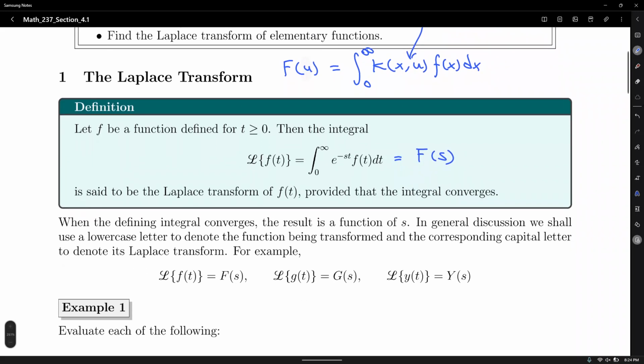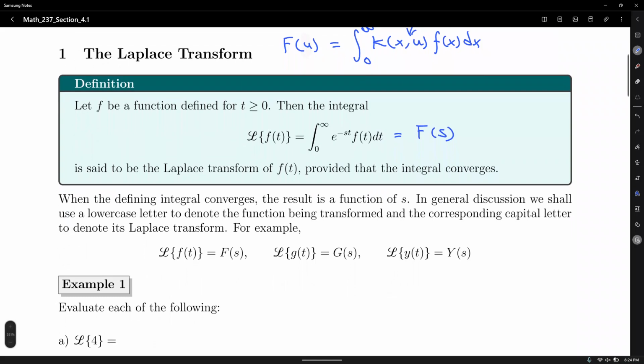Now, a little bit of notation. If we find the transform of f of t, we would get big F of s. If we find the Laplace transform of g of t, then we obtain uppercase G of s. The Laplace transform of lowercase y would be uppercase Y of s. This is just a matter of notation.